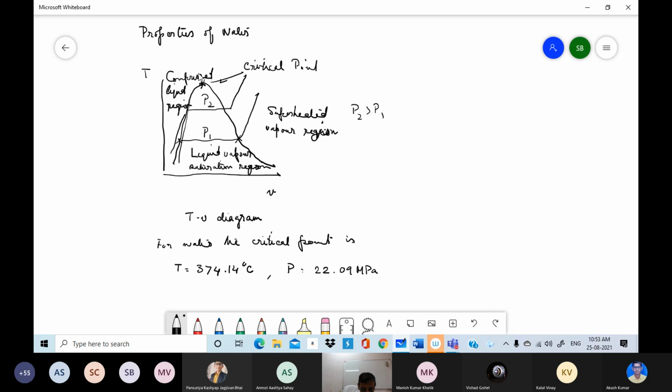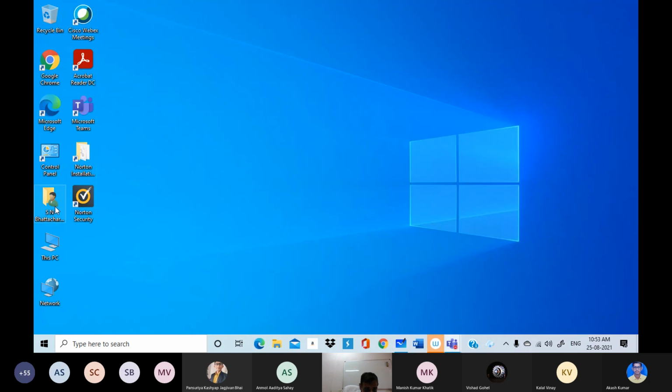But at the moment, all we have to know is that there is this dome-like configuration on the TV diagram. So the portion within the dome represents the region where you have liquid and vapor in equilibrium. To the left, you have the subcooled liquid, and to the right, you have superheated vapor. Now, this is a rough diagram. Let's see what it is actually.